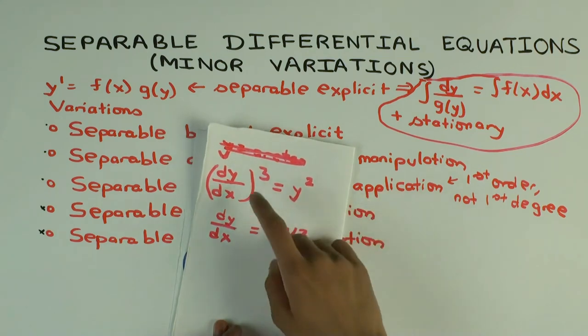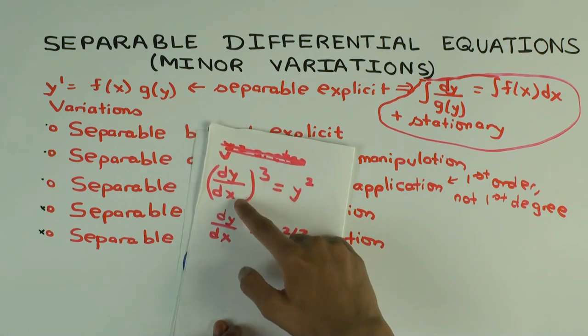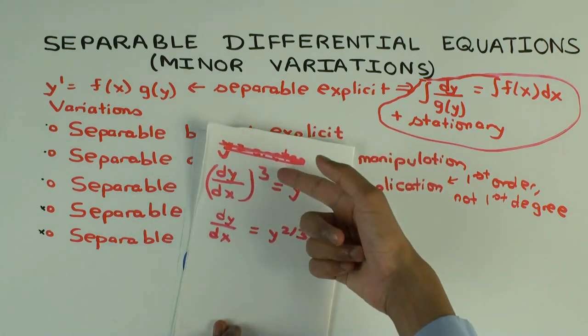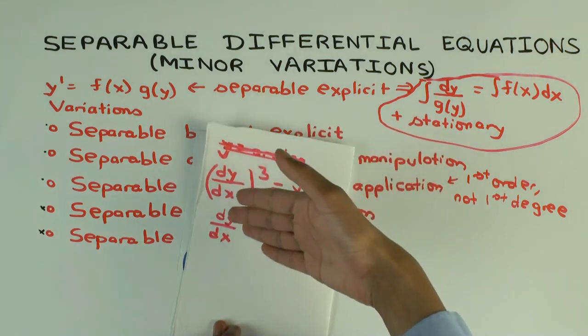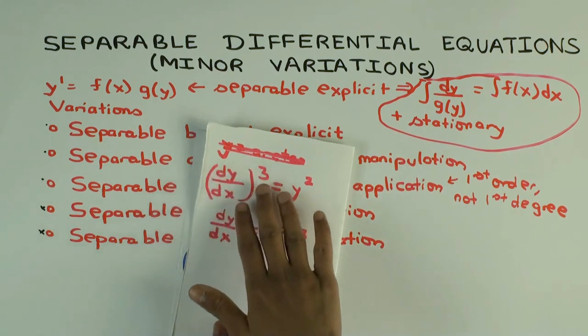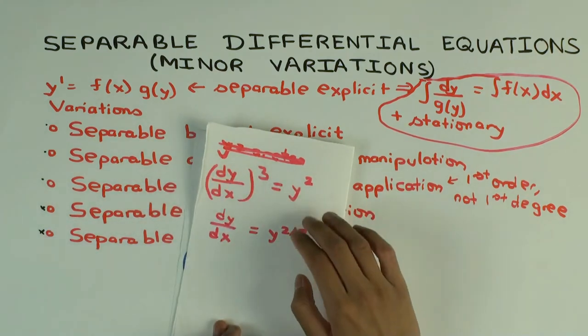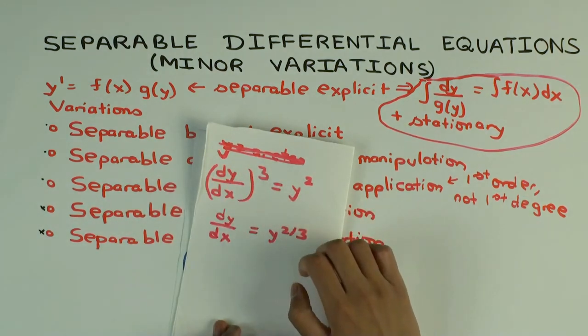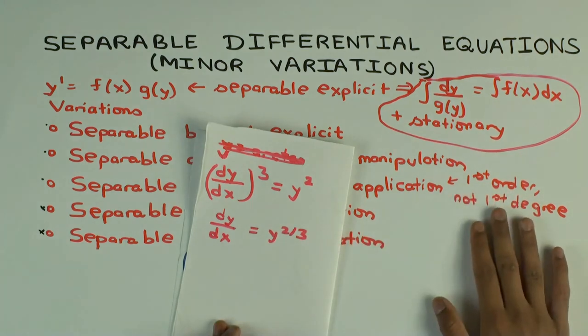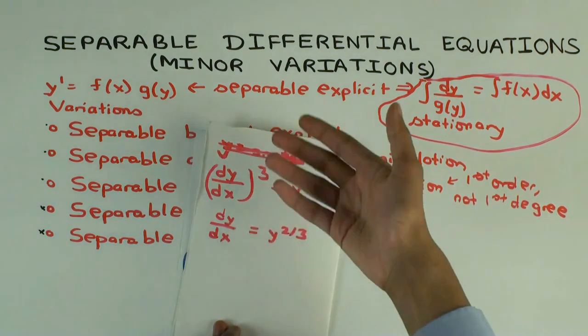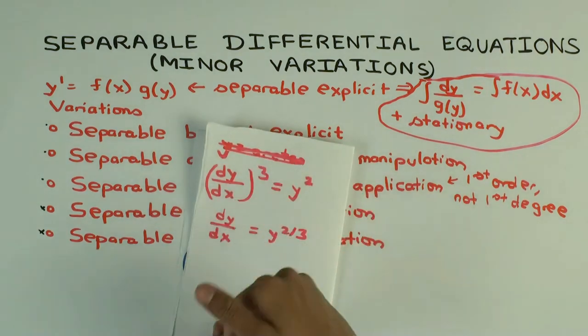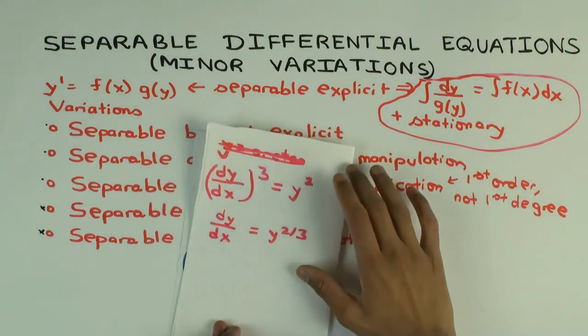Okay? So the idea was you have this function applied on top of the derivative here, and you want to get rid of that function by applying its inverse function. Okay? And then once you apply the inverse function, you got rid of this complicated function on the derivative and you got it in a separable form. Okay? So when you have first order, not first degree, those are the situations where maybe you want to do a function application to make it first degree. And after you made it first degree, maybe it also became separable.